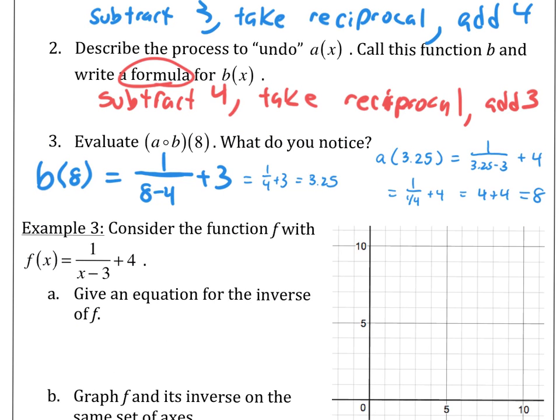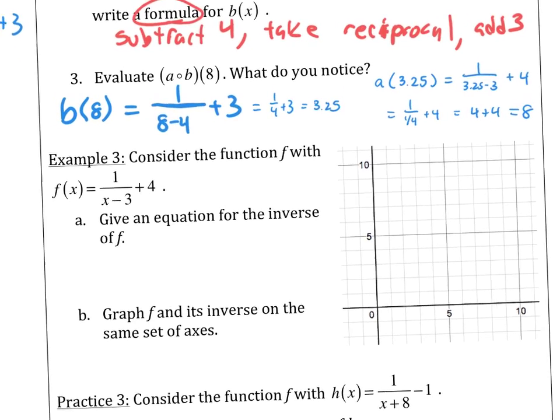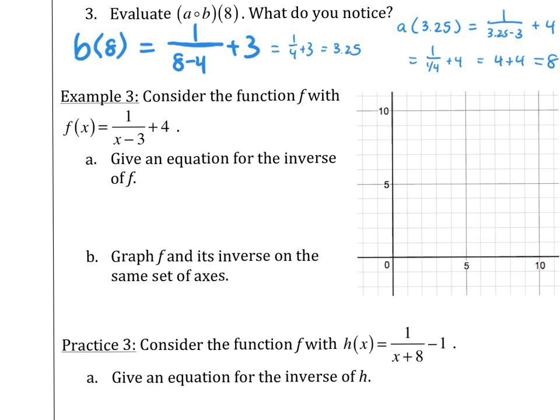So let's see the magic here of what the nature of inverses is. The nature of an inverse is to get back where you started, right? So let's see here. Input an 8 into my inverse. Output is a 3.25. So if I put a 3.25 into my a, I get 1 over 1/4 plus 4. Now, of course, dividing by a fraction is the same as multiplying by its reciprocal. So 4 plus 4 is 8. I put in an 8 and get out an 8. And that is the nature of inverses.